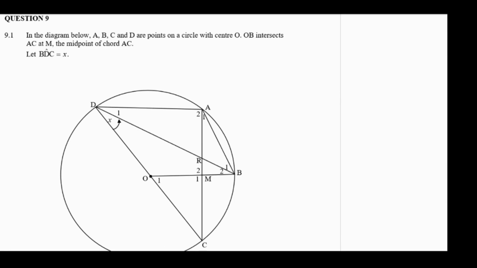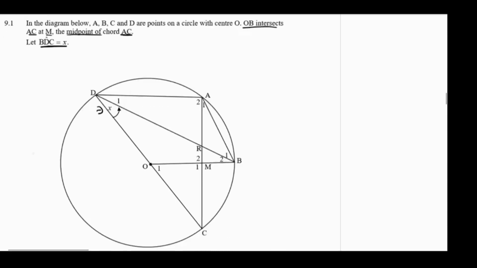We're going to do question 9. The statement says that in the diagram below, we have points A, B, C, and D on the circle, and we are told that OB intersects AC at M, the midpoint of chord AC. We're also told that angle BDC is equal to X. So this angle at D is equal to X, which is this one here.